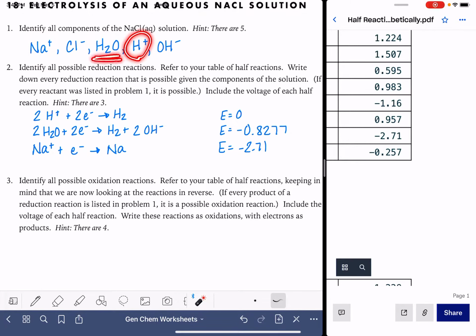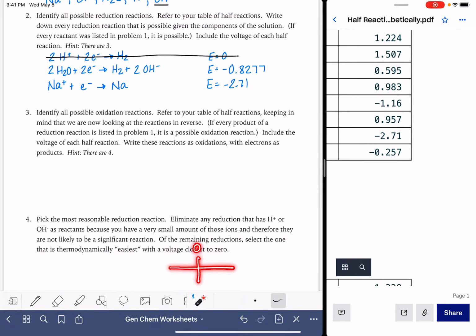The next thing that we're going to do is select the one that is the thermodynamically easiest. That means the one that has a voltage closest to 0. Could be a positive number, could be a negative number. We just want something that is as close to 0 as possible. So looking at these 2 numbers, this one right here is the one that is closest to zero, this reaction right here. And that is the most likely, the most reasonable reduction reaction.